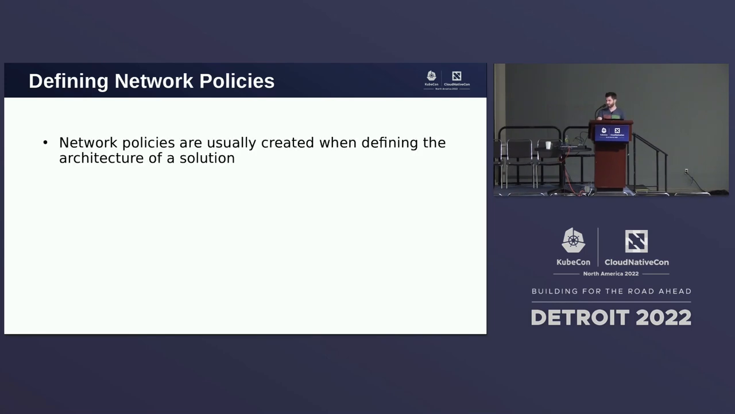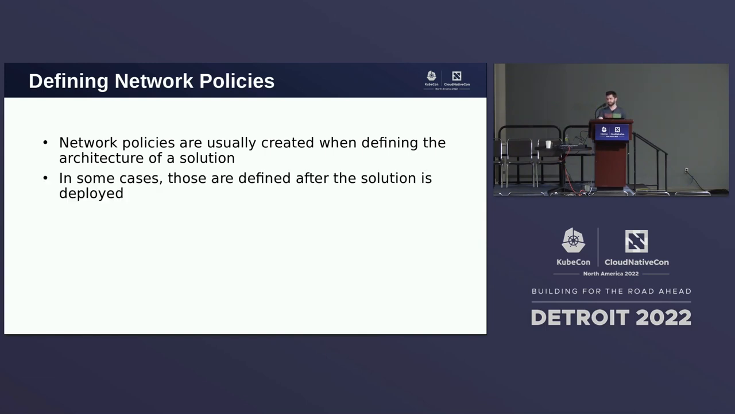So how do we define network policies? Usually those should be created when we are designing our architecture. But as I was telling you at the beginning, this is not what happens in many cases. In some cases, you have to define the network policies after your application is already running. And in those cases, using a policy advisor, a tool that suggests network policies to be applied, can be an option.